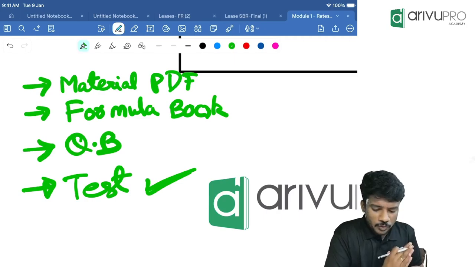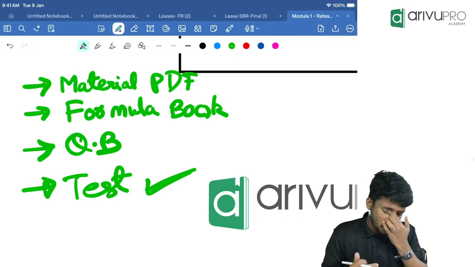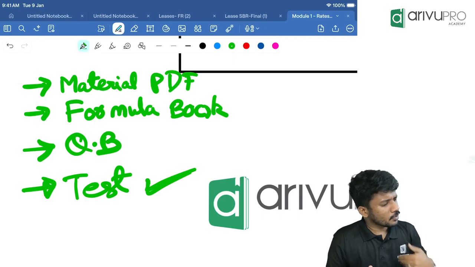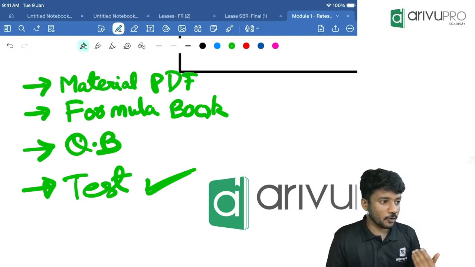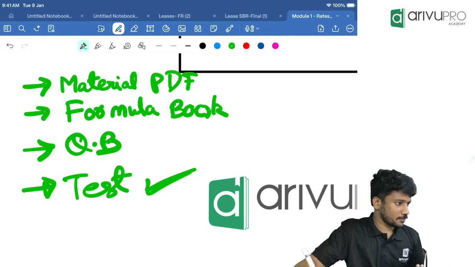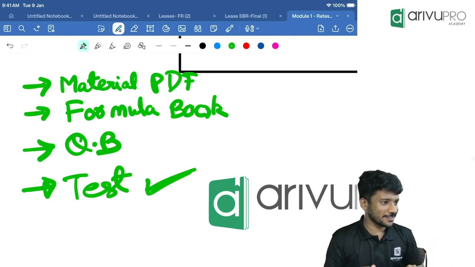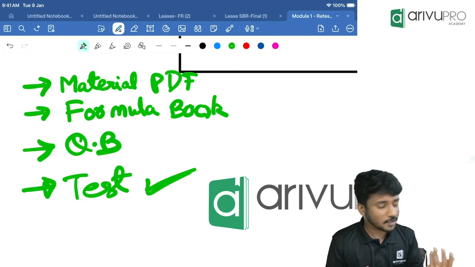Then one more thing I want to check with you is, will you take a printout of the material or will you keep it as a PDF? If you keep a printout of the material, it will always help you in writing. Within the class itself, you can just mark the things and the studies will be done within the classroom itself. You can do it that way or accordingly.